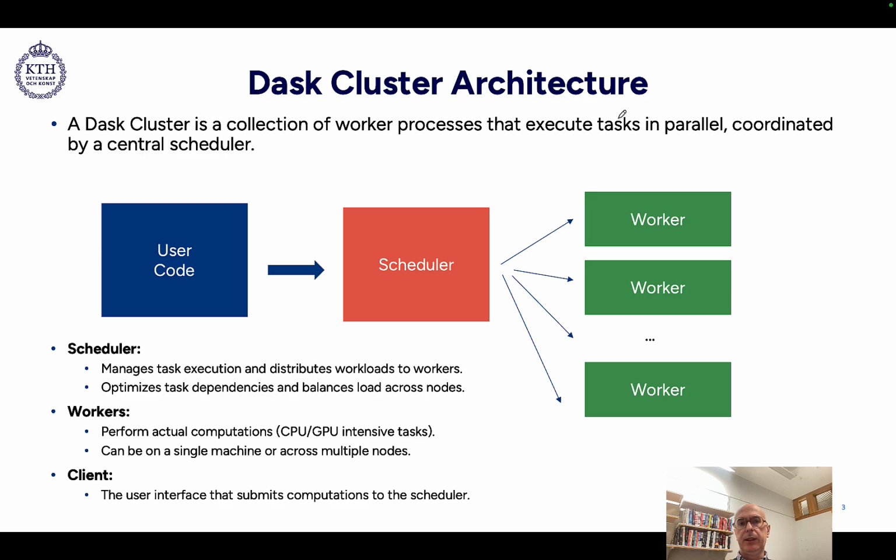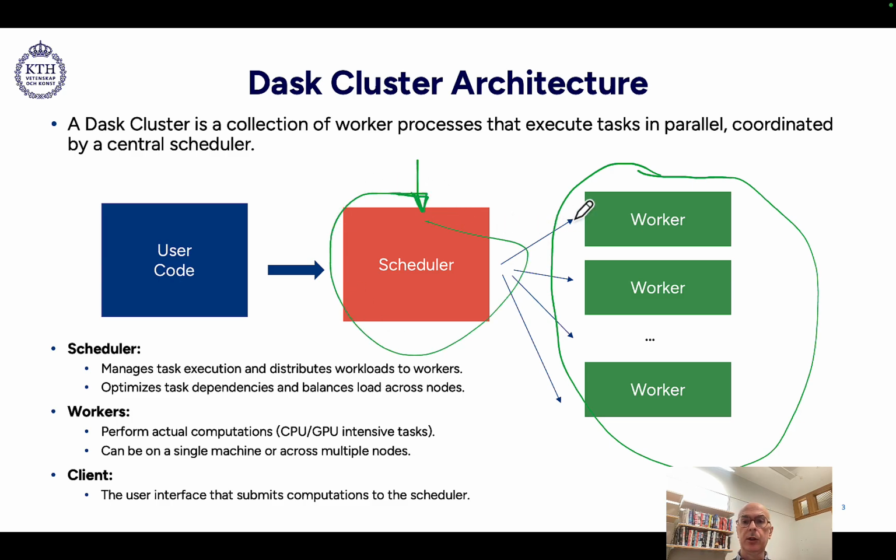So let's look at the architecture itself. A dask cluster is a collection of worker processes that execute given tasks in parallel, coordinated by a central scheduler. So the major feature of dask distributed is the presence of this central distributed scheduler that allows us to schedule different workers on multiple machines. We also have a new user interface called the client. So we will need to create a client in order to interact with the scheduler.